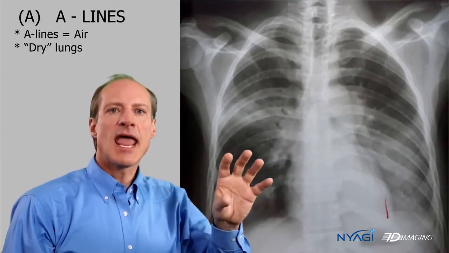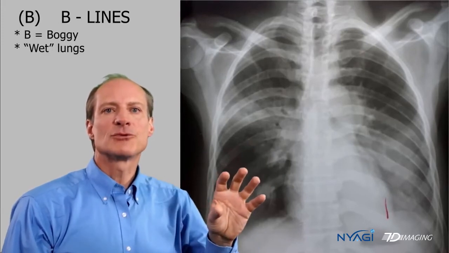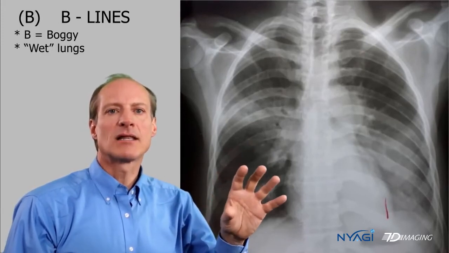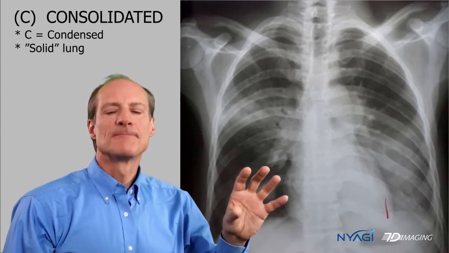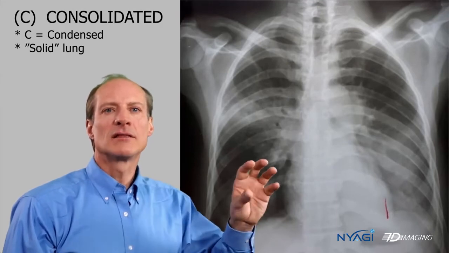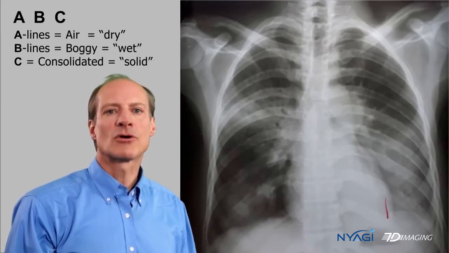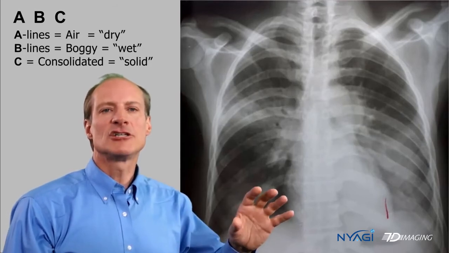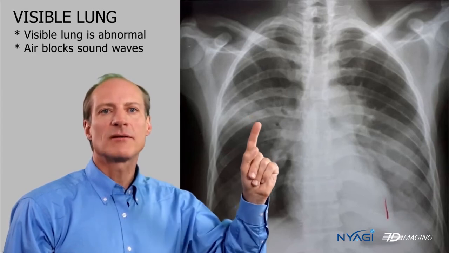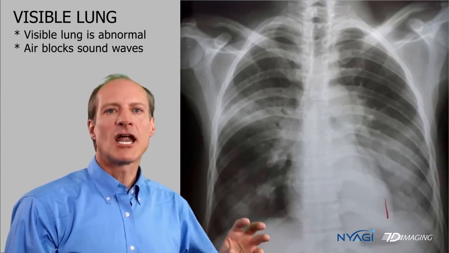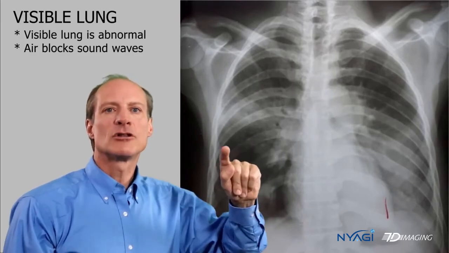Is it air in the lungs with A-lines? Are there B-lines, which represent boggy or bad lungs? Or is it consolidated, C, for parts of the lung that have lost their air? ABC: air, boggy, or consolidated. If you see lung tissue at all, it's abnormal by definition, because the sound waves do not travel in air very well. An aerated lung will stop at the pleural space, and you want to look for lung sliding.